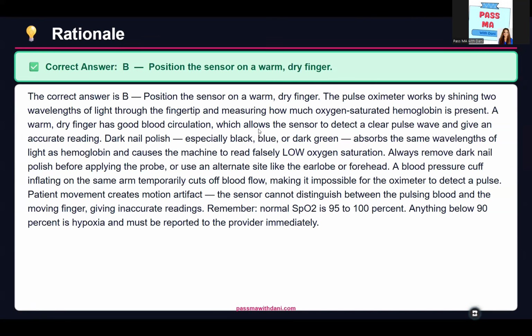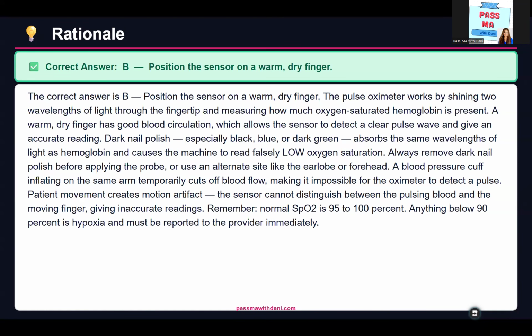All right, for question 11, if you said B, to position the sensor on a warm, dry finger, then you are correct. Now, the pulse oximeter works by shining 2 wavelengths of light through the fingertip and measuring how much oxygen saturation is present. A warm, dry finger is going to have good blood circulation, and this is actually going to allow the sensor to detect a clear pulse wave and give an accurate reading.